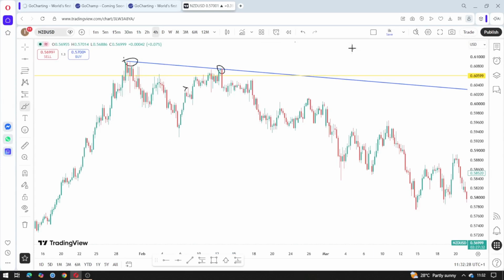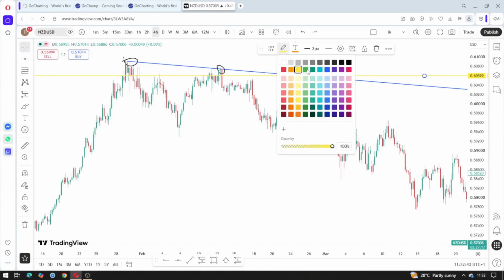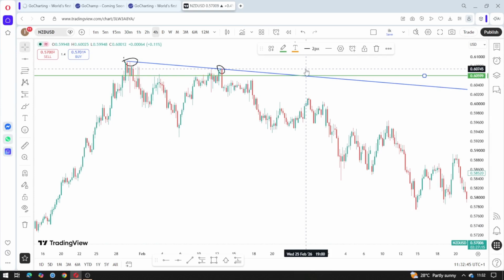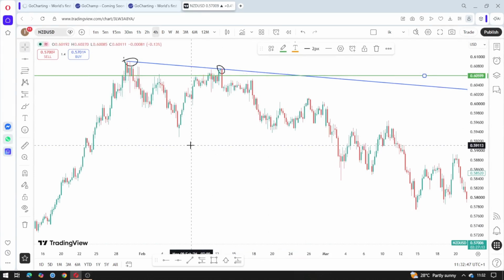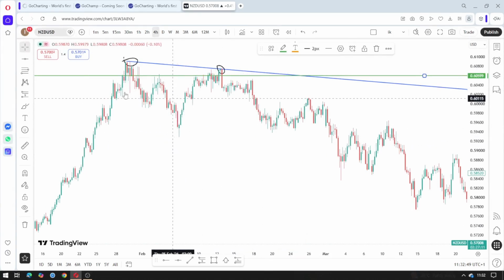Look at this point. It's resistance turned support. So we mark that. I want to change the color. Let's change this to green. I change it to green so that it can stand out.